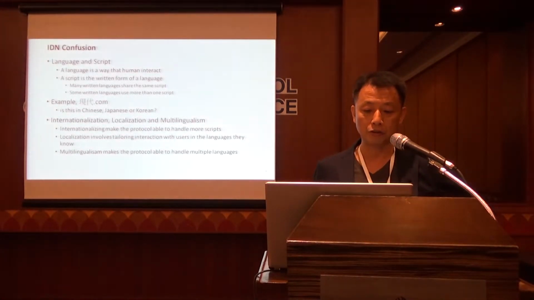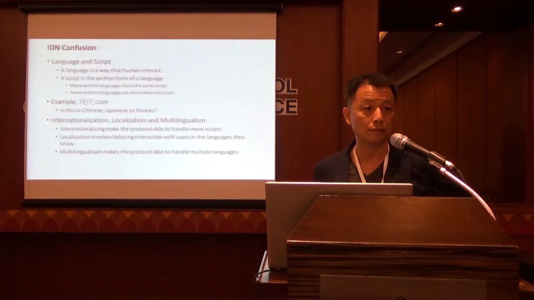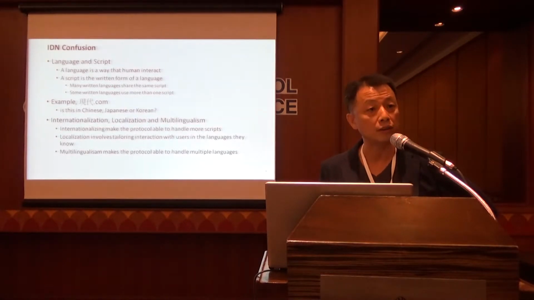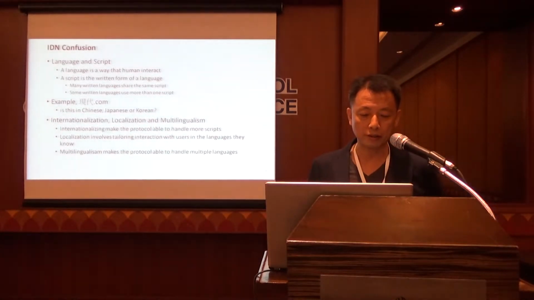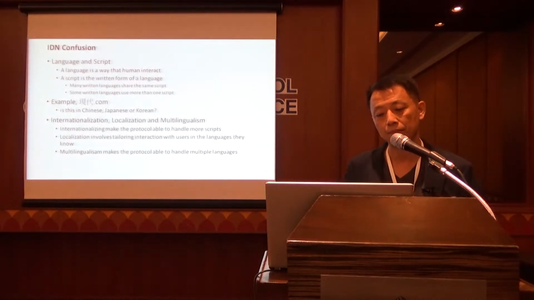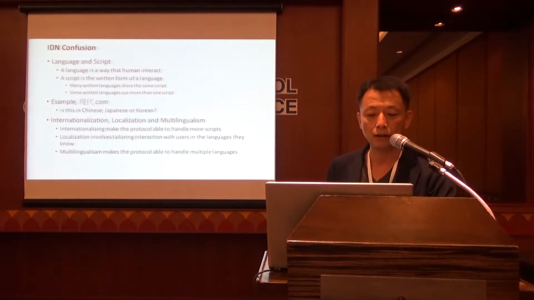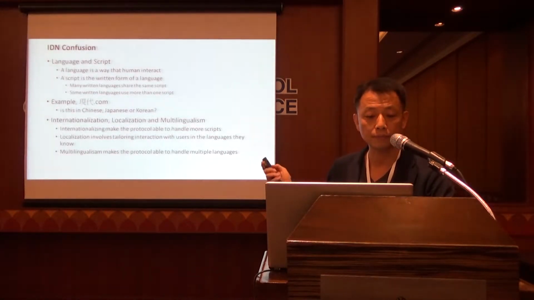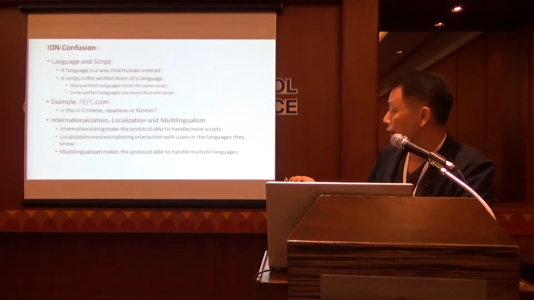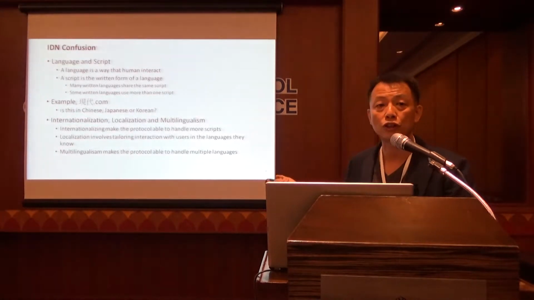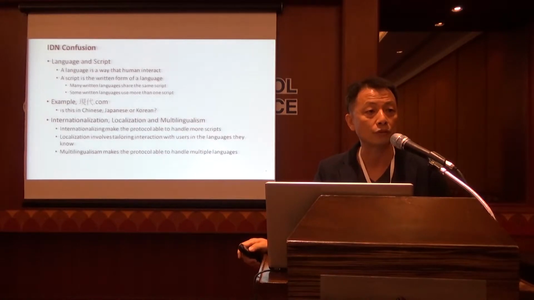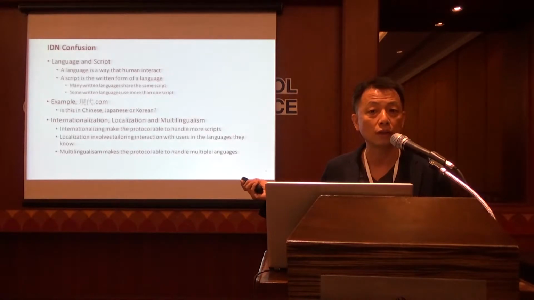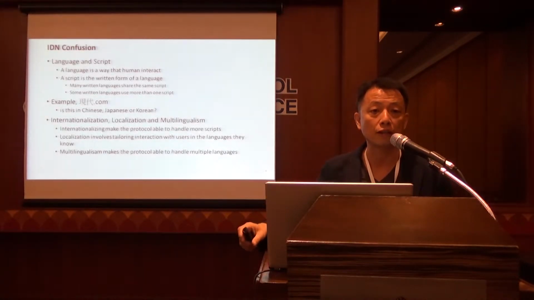A script is the written form of language. Many written languages share the same script. For example, we speak Mandarin in different local dialects, but we use the same script. And some written languages use more than one script. For example, in Chinese, 现代.com. 现代 stands for modern. This script is not only used in Chinese society, but also in Japanese and Korean society, because these two characters are a shared script within the CJK community.